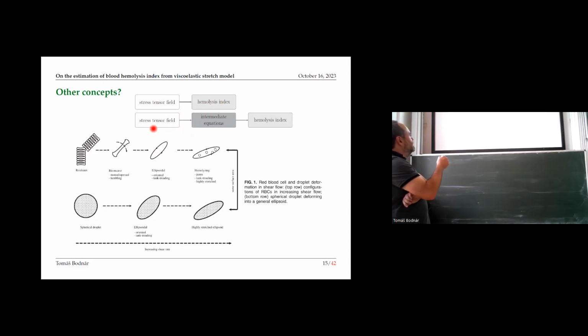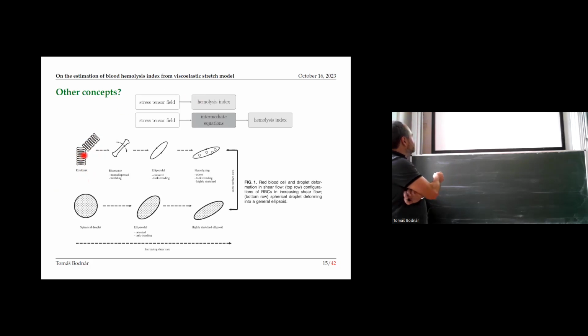But there is another, newer set of models that are using some intermediate equations before going to the hemolysis index. So they are not going directly from the stress tensor field to the hemolysis index. They want to bypass it somehow. And again, here is some explanation that I don't fully follow, but it tells you the basic idea behind this kind of models. So this is how the true red blood cells behave.